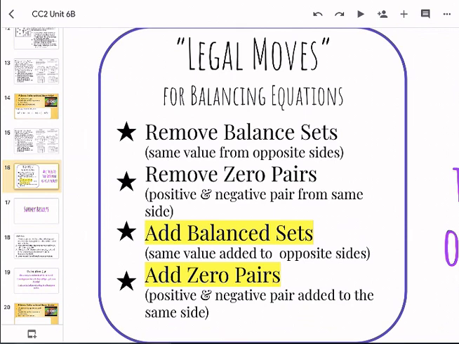The next one was adding balanced sets. So adding the same value to opposite sides. Sometimes this helps us to make some zero pairs that then we can remove and simplify more. And then we can add zero pairs. So a positive and a negative pair added to the same side. So maybe a positive and a negative 1 added to mat A. So those are some examples.